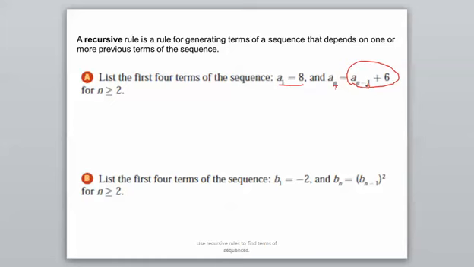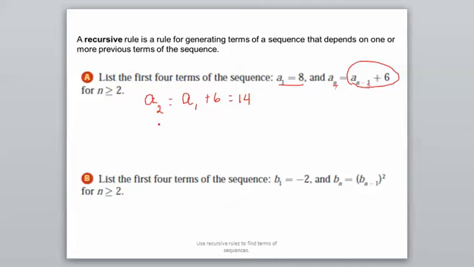Okay? So, what can I do? I can find a sub 2. How can I find a sub 2? It's going to be a sub 1 plus 6. In this situation, it'll be 8 plus 6. That'll be 14.